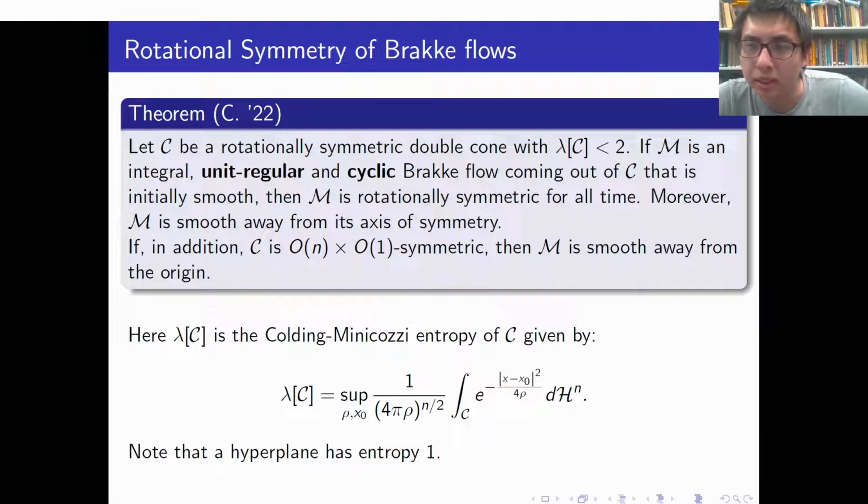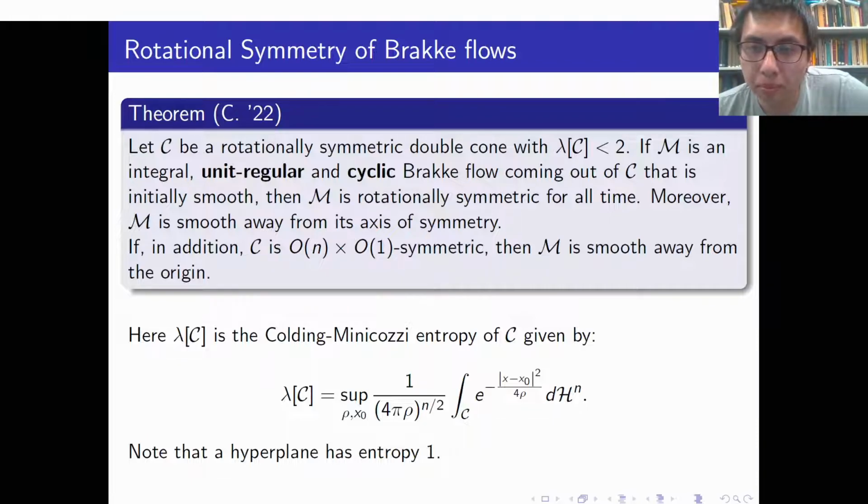So unit regular means that you can apply a Brakke regularity theorem essentially, and cyclic means that it's boundaryless in the sense of mod 2 flat chains. But it's not that super necessary. The point is that most Brakke flows that you produce by elliptic regularization will have these properties. So they cover a good chunk of Brakke flows that we study.